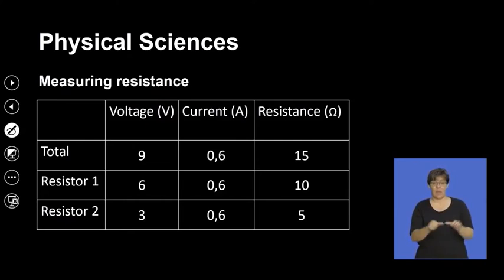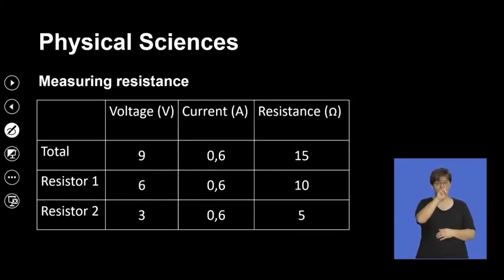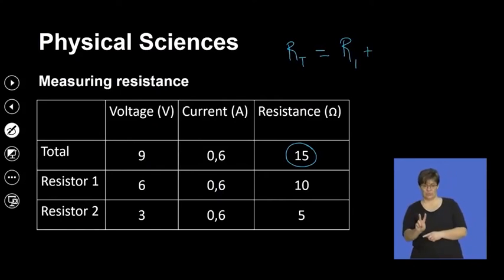Also, measuring is a very, very important skill in the scientific process, and also in how we then use that data to analyze, so we arrive at some sort of logical conclusion. Now, in terms of measuring resistance, what conclusion can you make about the relationship between the total resistance in a circuit and the resistance of the two resistors? It was straightforward. We had the 15. So this 15, which is the R total, actually comes from the sum of R1 and R2.